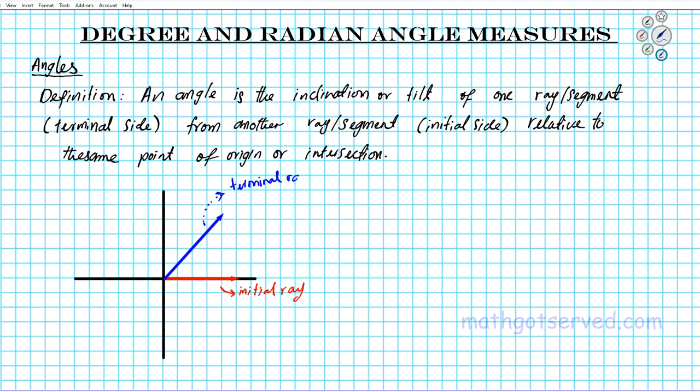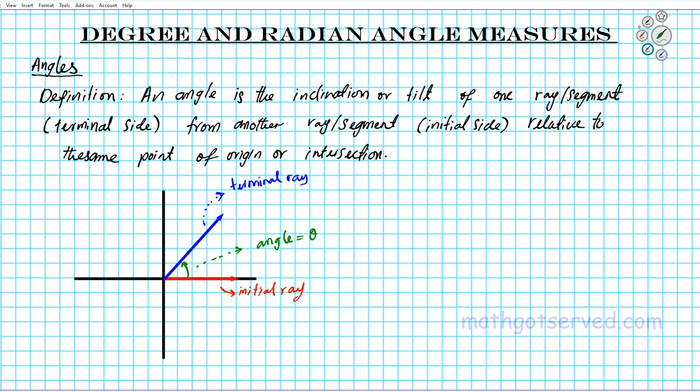Now the tilt or inclination, this region swept between these two rays with the same point of origin, is what you refer to as the angle. So there goes your angle, ladies and gentlemen. And now let's call the angle theta.